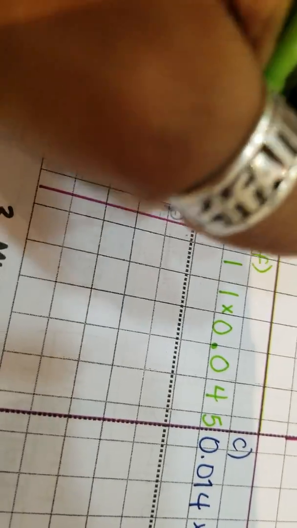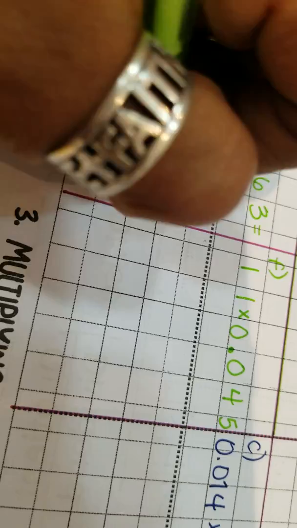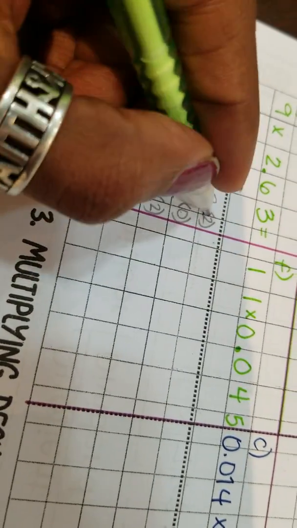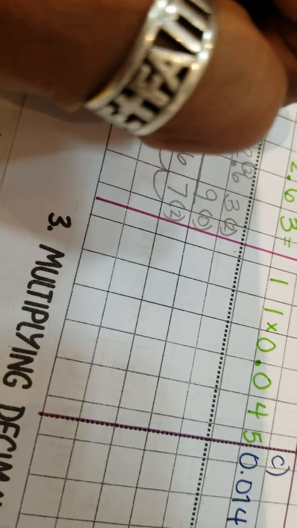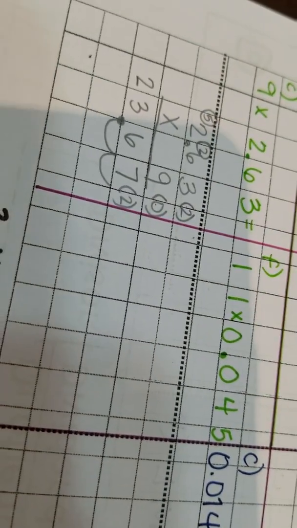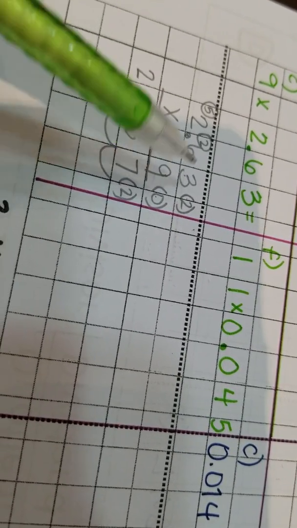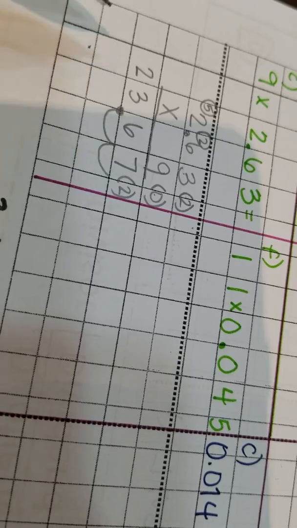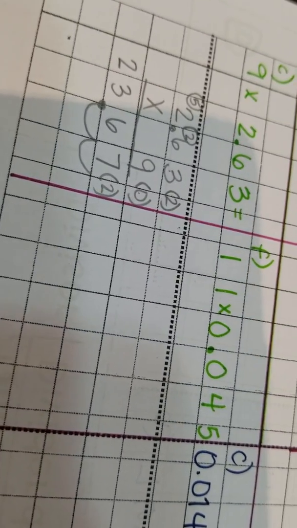2 digits after the decimal point, no digit there. 2 digits total. 0 plus 2 is 2. So we start from the back and we count 1, 2. 23.67. 2.63, we can round to 3. 3 times 9 is 27. This number is close to 27, so our answer is reasonable.